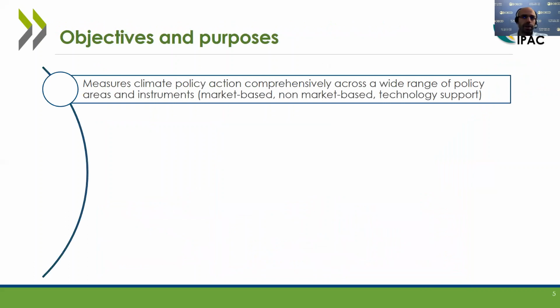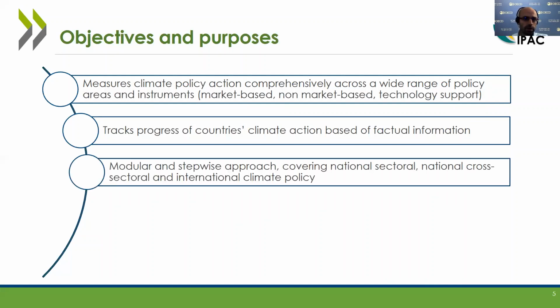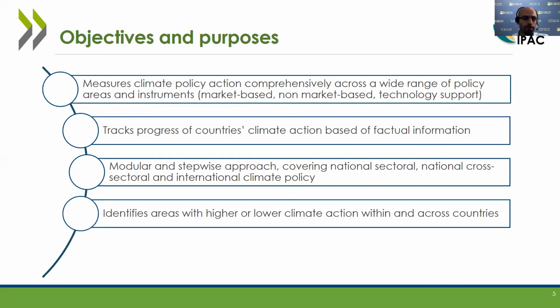So what is actually the CPA and what are the objectives and purposes? So the CPA is a composite indicator that measures climate policy action comprehensively across a wide range of policy areas and instruments. So for example, market-based, non-market-based, and technology support instruments. It allows to track progress of countries' climate action based on factual information. And it's also like a modular and a stepwise approach that covers national sectoral, national cross-sectoral, and international climate policy. And it's actually stepwise because different modules will be available at different times, as we'll see in a bit.